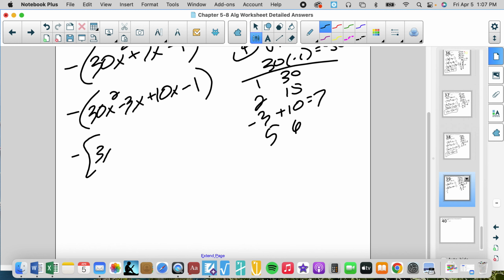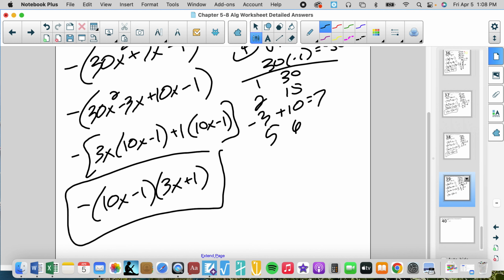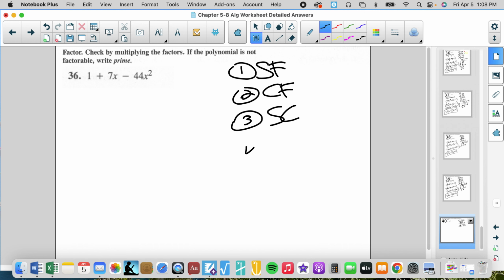Let's factor out a 3x. That gives us 10x minus 1. Factor out a 1. That gives us 10x minus 1. The opposite of 10x minus 1, 3x plus 1. Last one. Here we go. Standard form, common factor, special case, a times c.